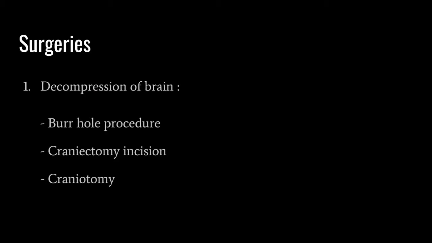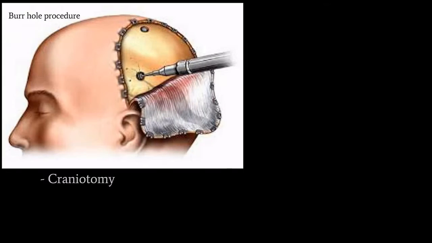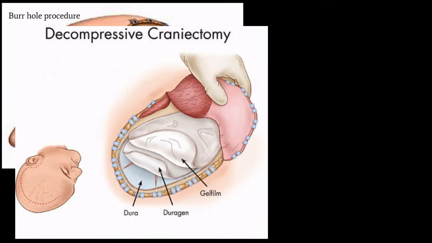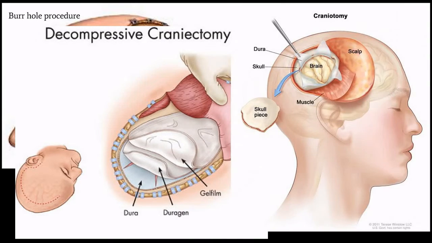To decrease pressure in the brain, the burr hole procedure can be used, which involves drilling a hole in the skull. A craniectomy incision and the craniotomy are both used to open the skull cavity to allow the brain to expand and not be compressed.